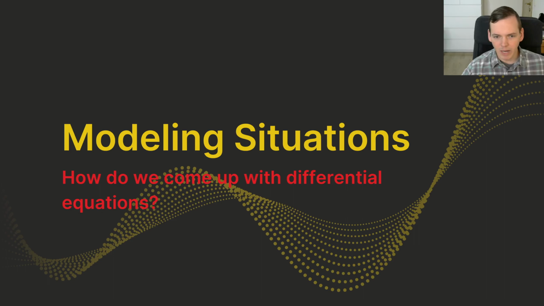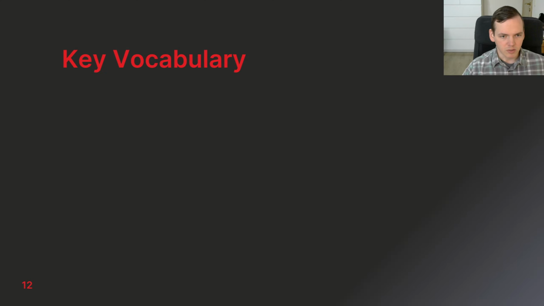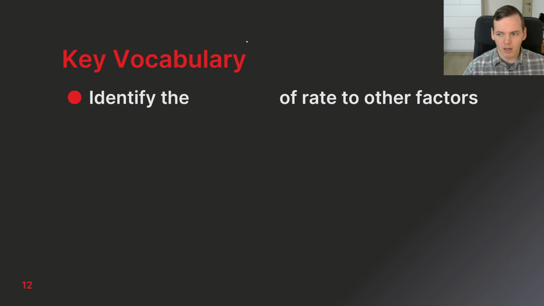Now that we've talked a bit about how differential equations work, we want to talk about how we actually come up with some of these differential equations, how we take a situation and model it. So some key vocabulary that's going to come up is that we want to be looking at what they describe in a problem or what we expect from observing things in reality, and then identify the relationship between the rate, so the d something by d something, and relate it to other factors.